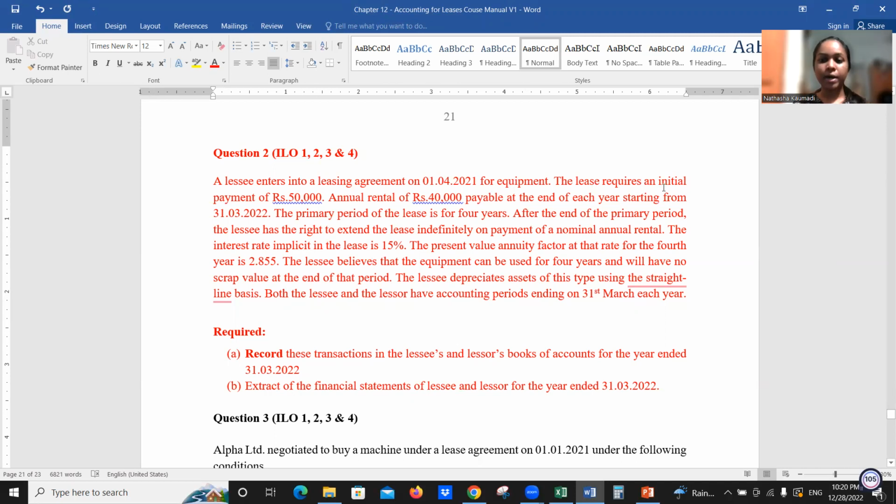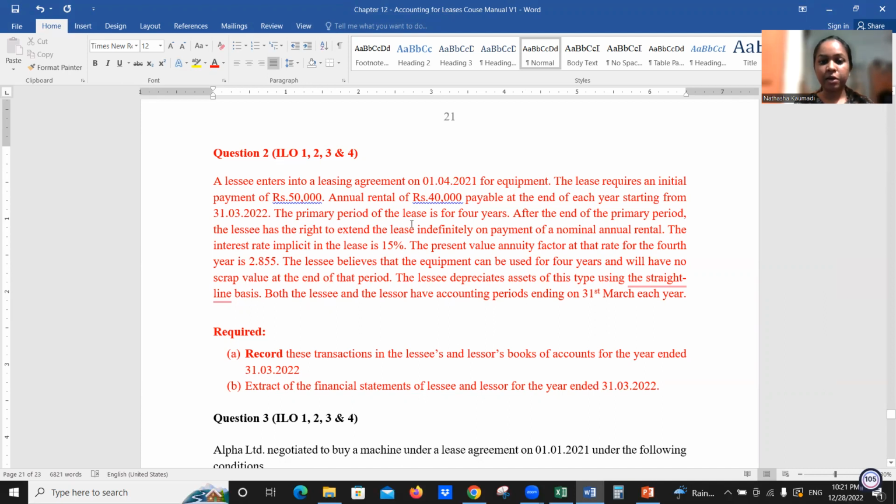The lease requires an initial payment of 50,000. The lessee has to pay 50,000 initially. Annual rental of 40,000 payable at the end of each year starting from 31st March 2022. So the commencement date is 1st April 2021, and then starting after 1 year, from 31st March 2022, the lessee has to pay annual rentals of 40,000.